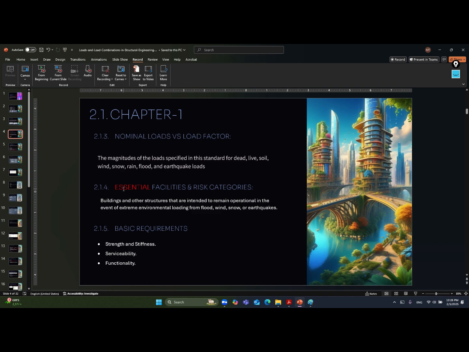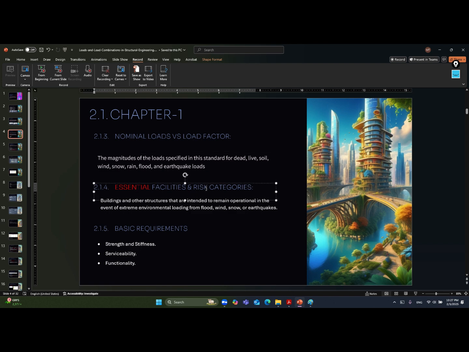Also an important definition is the essential facilities and the risk categories. Essential facilities are very important because in the exam he will not tell you what the risk category of the facility is. The risk category, as we will see later, will affect the importance factor. So he will tell you the description of the building, the function of the building, if it is residential, or a facility like storage, warehouse, police station, and so on.